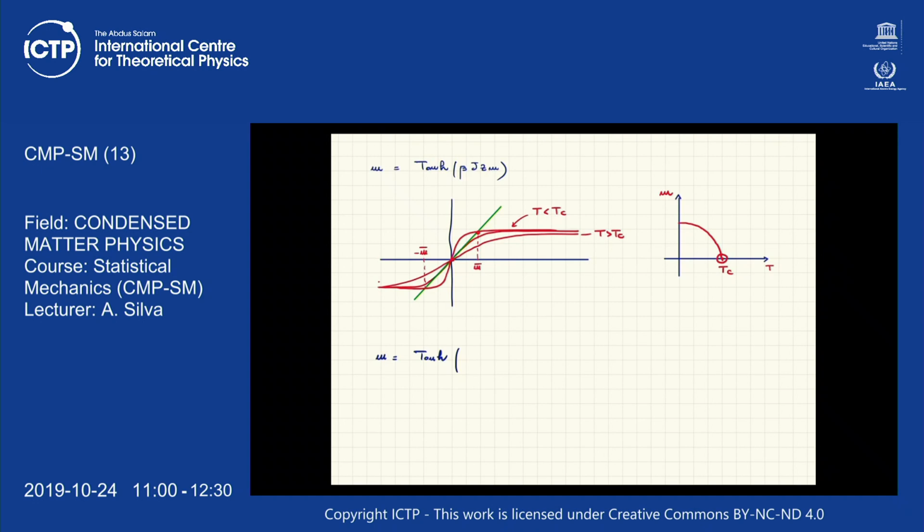All right, so this I can write as Tc over T times m. Or in other words, I can rewrite this as m equal to T over Tc times the arctangent hyperbolic of m. I just inverted it, right? And now T over Tc, I can write it as 1 plus (T minus Tc) divided by Tc. I just rewrote it.